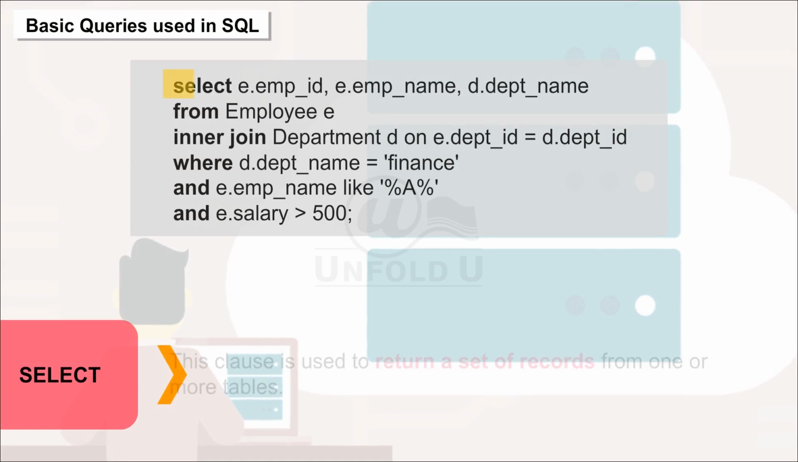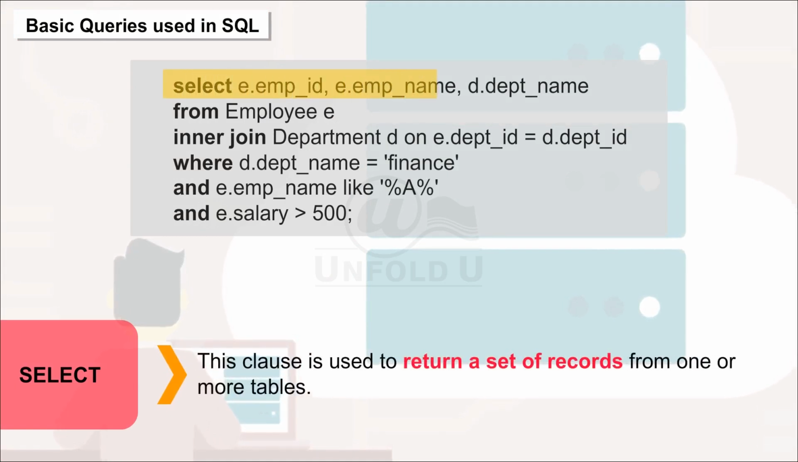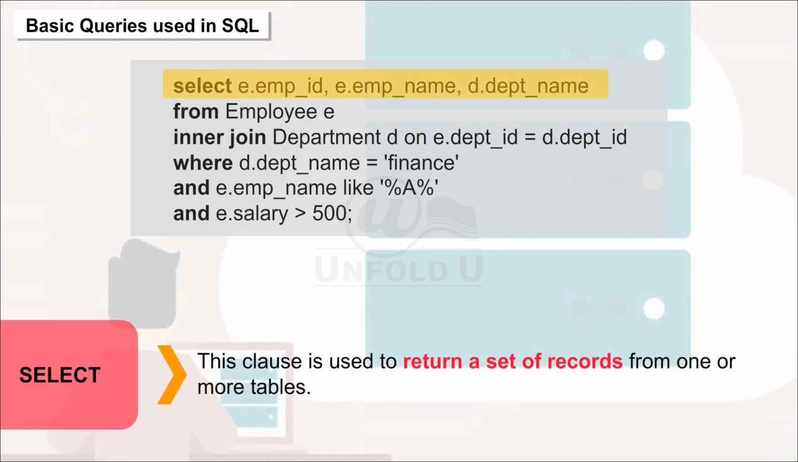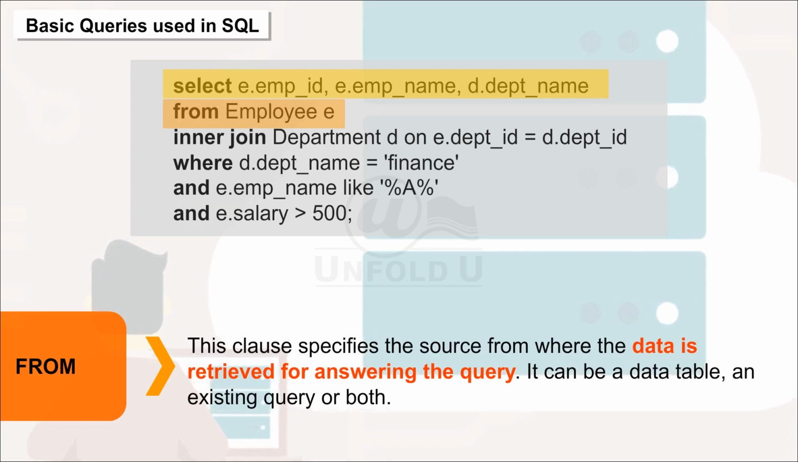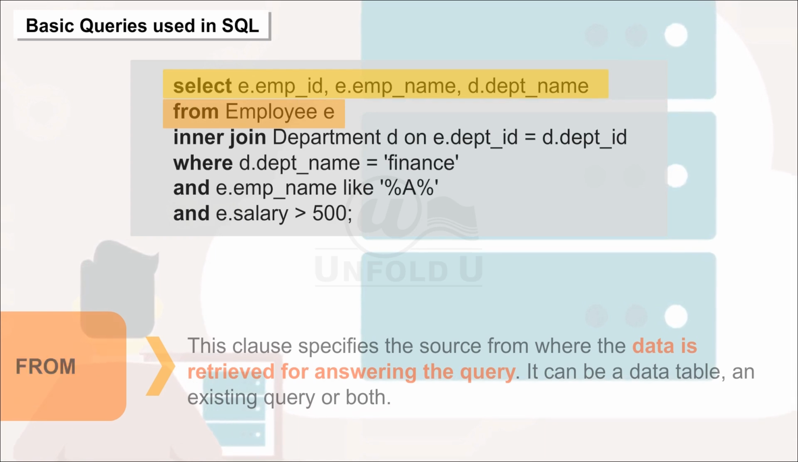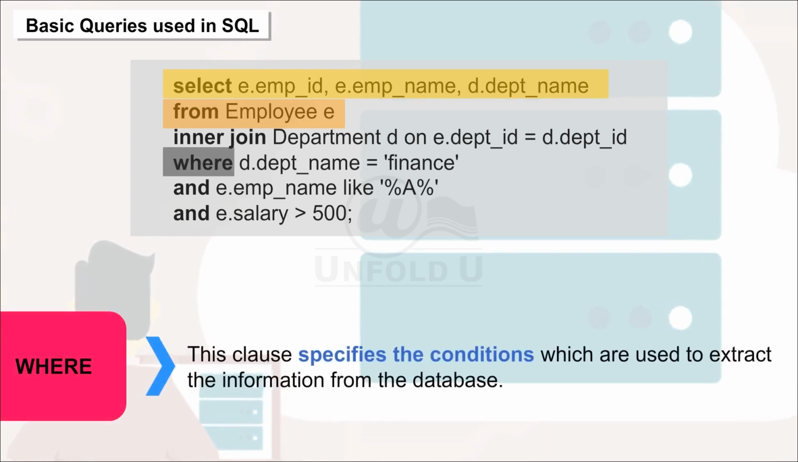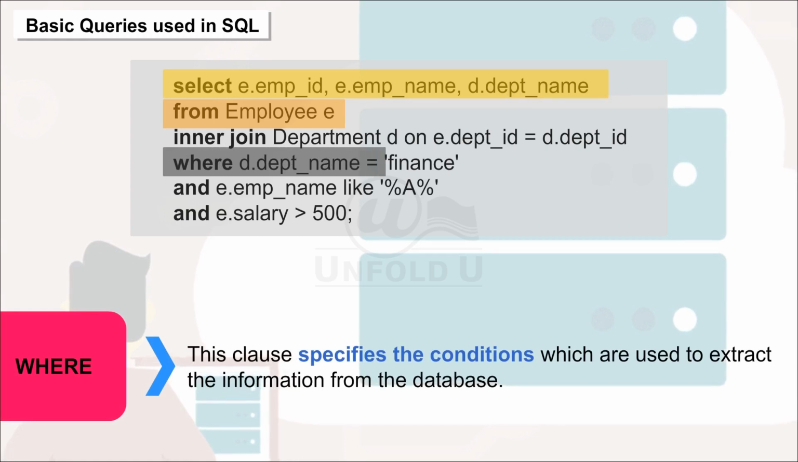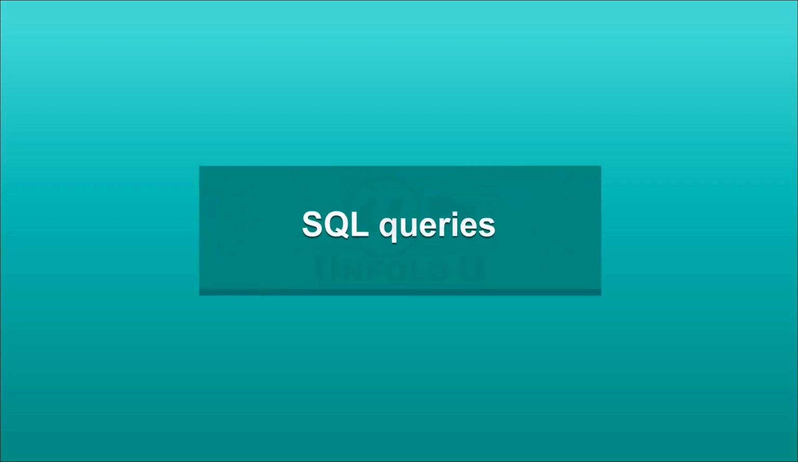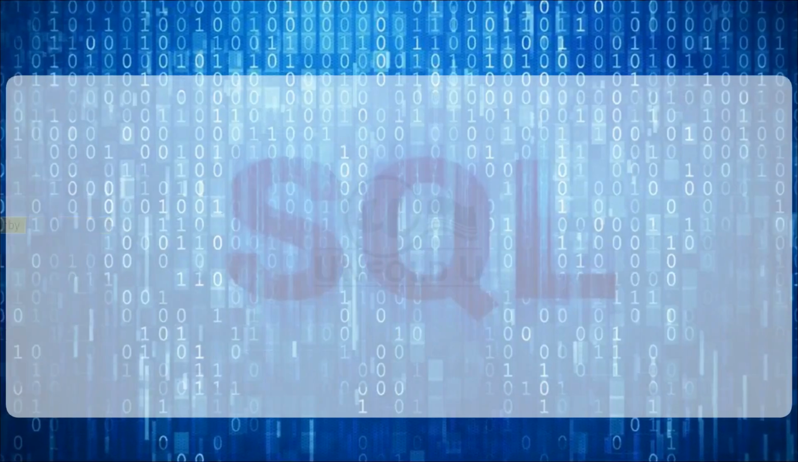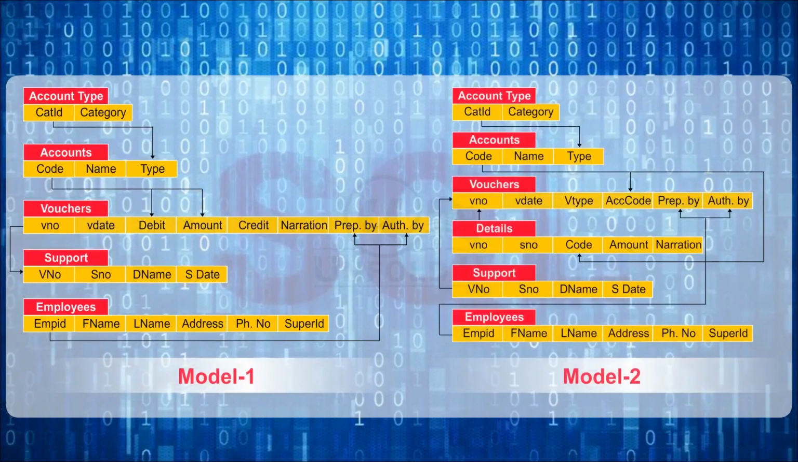Basic queries used in SQL. Select. This clause is used to return a set of records from one or more tables. From. This clause specifies the source from where the data is retrieved for answering the query. It can be a data table, an existing query, or both. Where. This clause specifies the conditions which are used to extract the information from the database. SQL queries. Let us take the example of Model 1 and Model 2 to create the following queries.